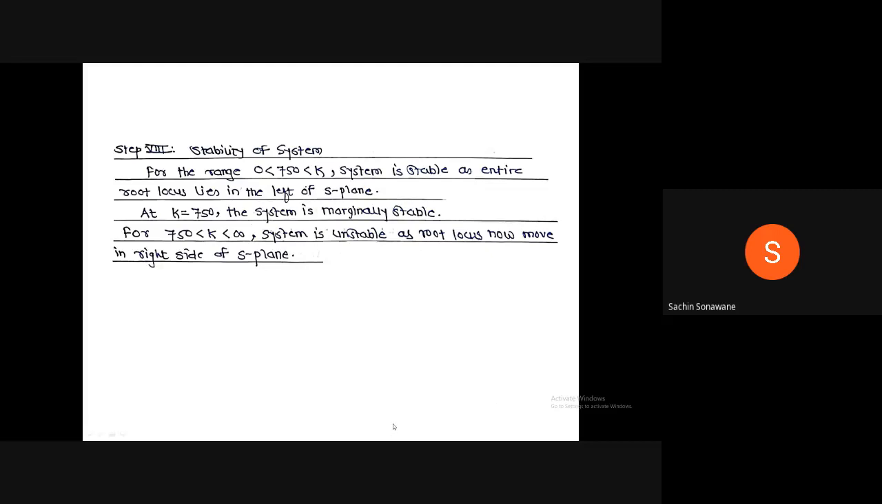Now stability of system. For the range 0 less than k less than 750, the system is stable as the entire root locus lies in the left of the s plane. At k is equal to 750, the system is marginally stable. For 750 less than k less than infinity, the system is unstable as the root locus now moves in the right side of the s plane.